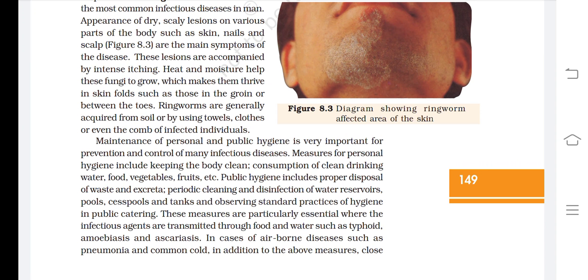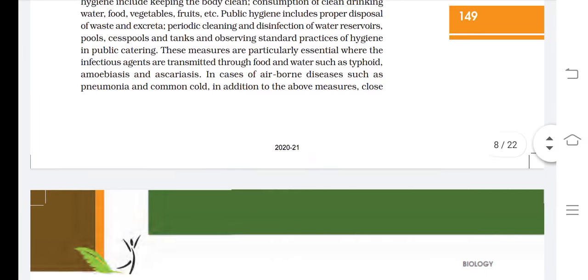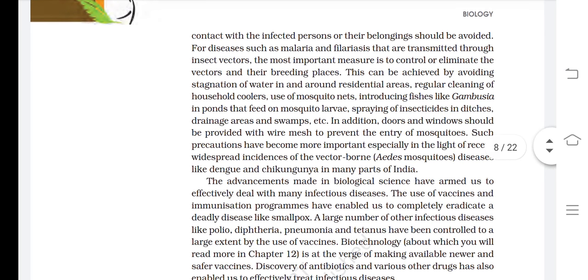These measures are particularly essential where the infectious agents are transmitted through food and water, such as typhoid, amoebiasis and ascariasis. In cases of airborne diseases, such as pneumonia and common cold, in addition to the above measures, close contact with the infected person or their belongings should be avoided. For diseases such as malaria and filariasis that are transmitted through insect vectors, the most important measure is to control or eliminate the vectors and their breeding places.